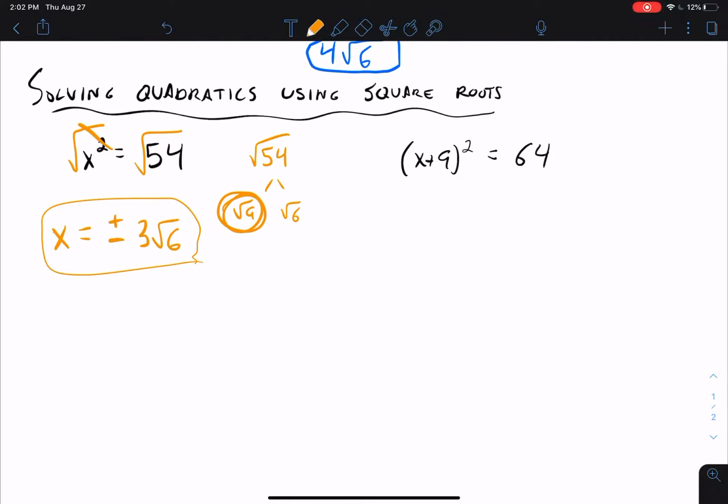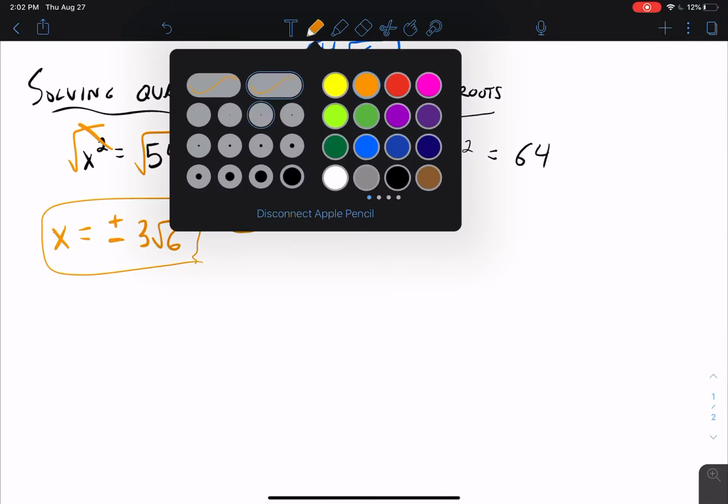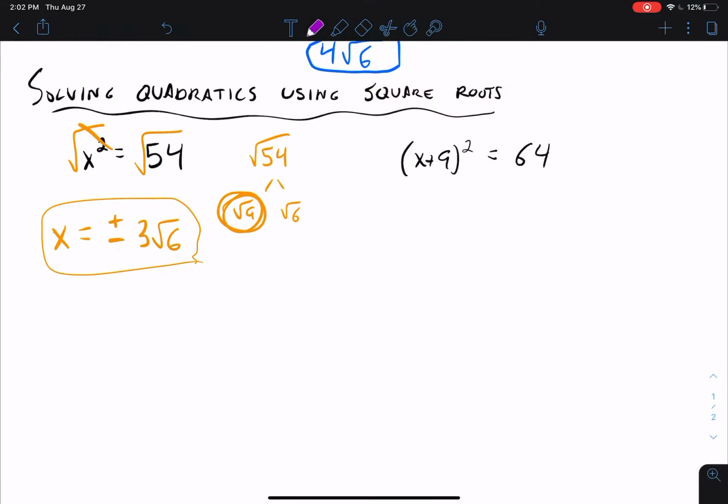All right, let's talk about the second one. We have x plus 9 in parentheses being squared, and that's going to equal 64. All right, so I need to undo the squaring first in order to get at what's inside the parentheses. So I'm going to square root both sides, and that's going to leave me with x plus 9 equals square root of 64. But I have to remember here that because I took the square root of both sides, that's going to be plus or minus 8.